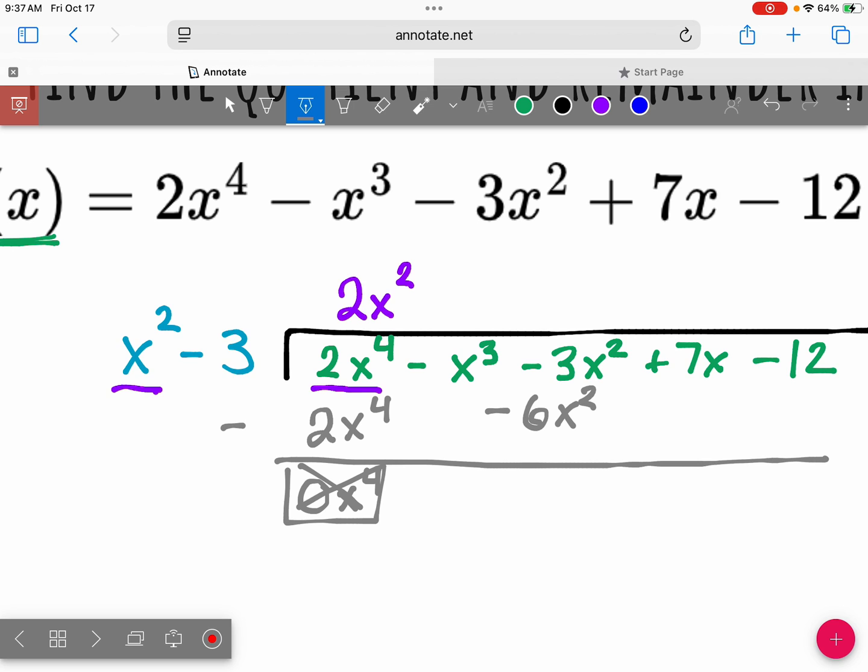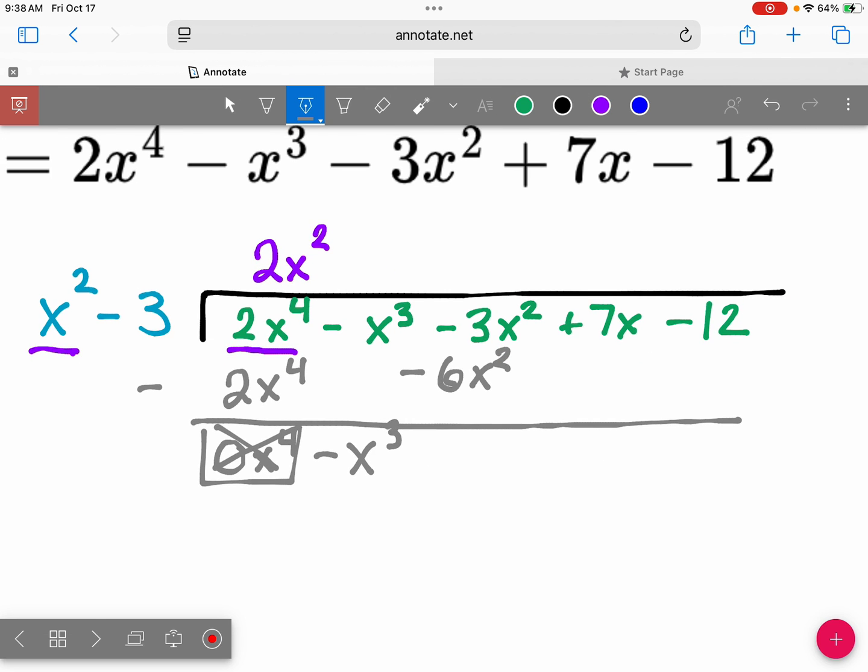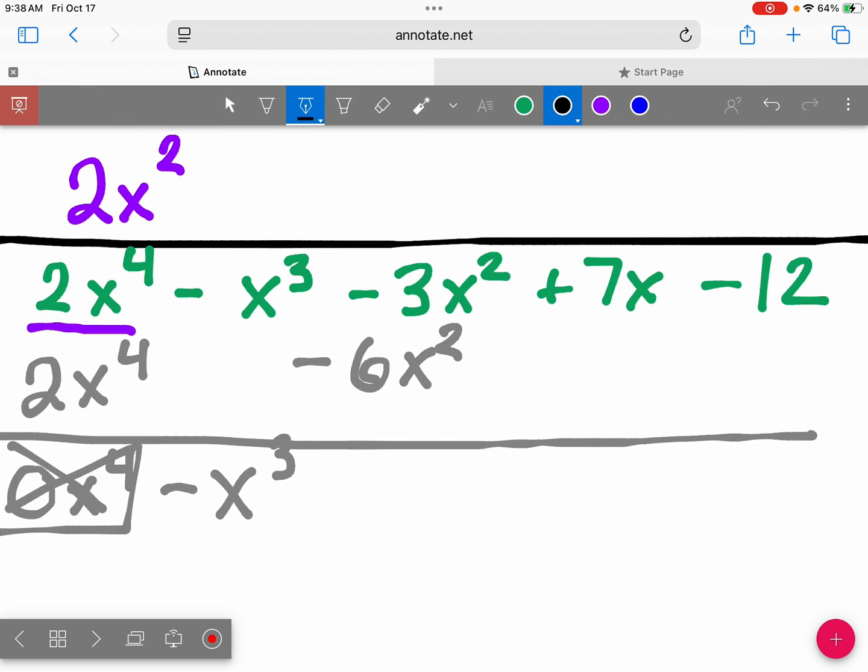These x cubes don't have anything being subtracted from them, so they're just going to drop down. Our minus x cubed. Then we're going to have our minus 3x squared minus negative 6x squared. I'm going to switch this to a darker color so it doesn't blend in with that line right there. So we're going to get a positive 3x squared.